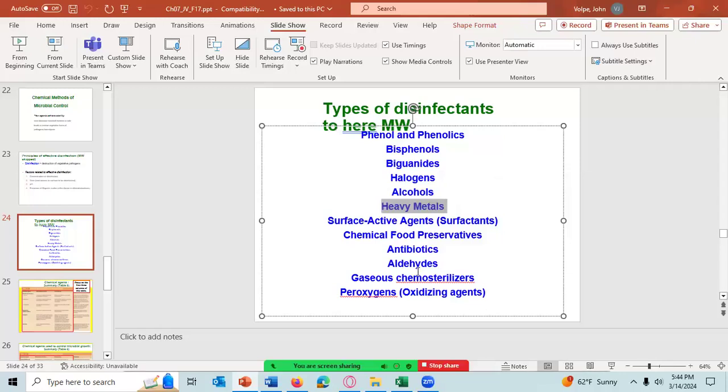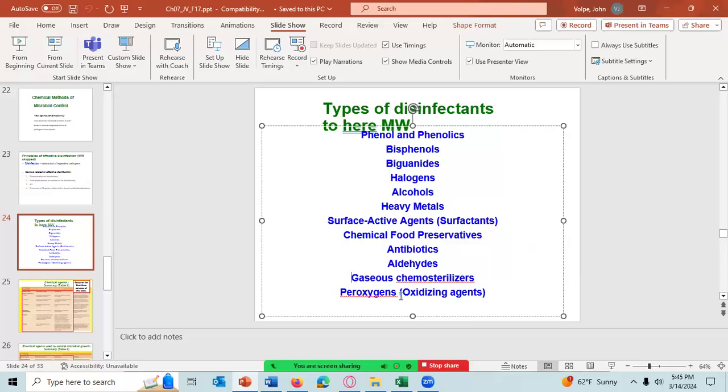Aldehydes, gaseous chemosterilizers. Gaseous chemosterilizers are one of the few agents that do kill almost all agents, including endospores. The trouble with a gaseous chemosterilizer is they're highly toxic to us. I think it's ethylene oxide. Is that it? I'll have to look that up. I don't remember. They're highly toxic to us, and to kill endospores, you need long time exposure.